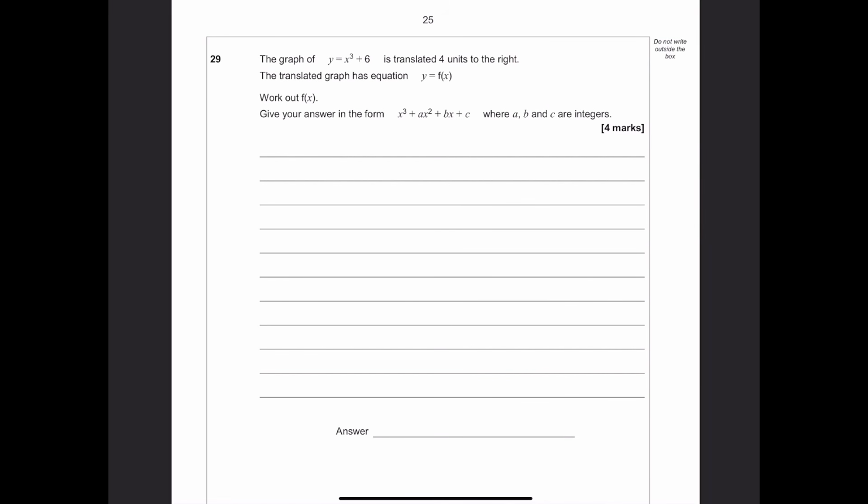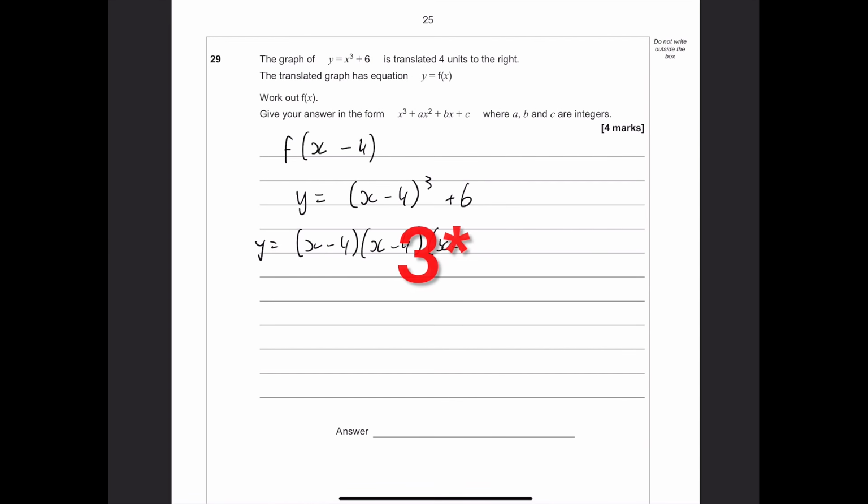The graph of y equals x cubed plus 6 is translated 4 units to the right. The translated graph has equation y equals f of x, and we need to work out what f of x is. Now, if it's a translation of 4 to the right, that's going to be f of x minus 4. So what we would do is we substitute that in. So it's going to be x minus 4 cubed, add 6. So for those of you that haven't seen a cubic before being expanded, it's the same as a quadratic, we just have 4 brackets.